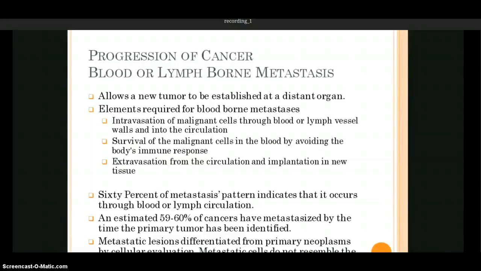Then, as they travel through the blood, they have to be good at avoiding the immune system. And then as it travels through the blood system, it'll find a spot where it wants to get out of the blood vessel, and it does something called extravasation, and that's when it attaches to the inside wall and then eats its way out. Okay?